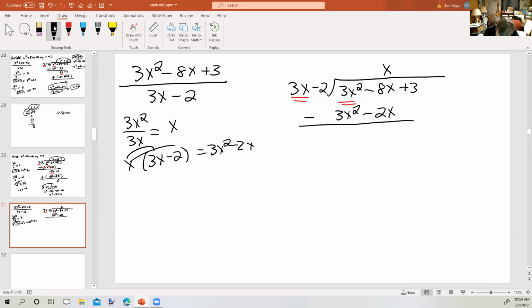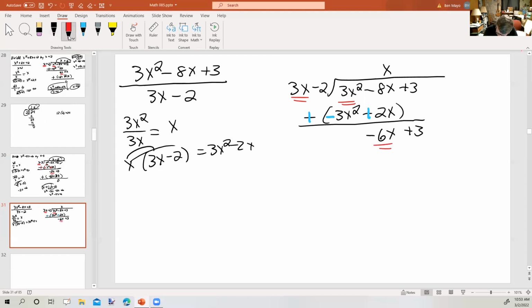I'm going to draw a line and subtract that quantity from what's up above. We'll change it to addition of the opposite. Again, change subtraction to addition and change the sign of each term inside the parentheses, which we can now ignore. 3x squared plus negative 3x squared is 0. Negative 8x plus 2x is negative 6x. Bring down the next term, plus 3. And start the whole process over.